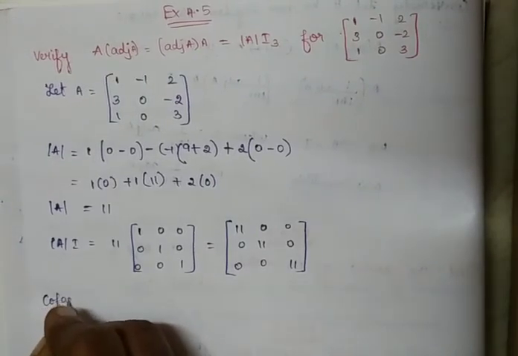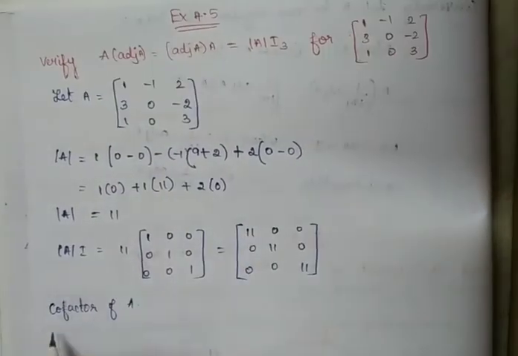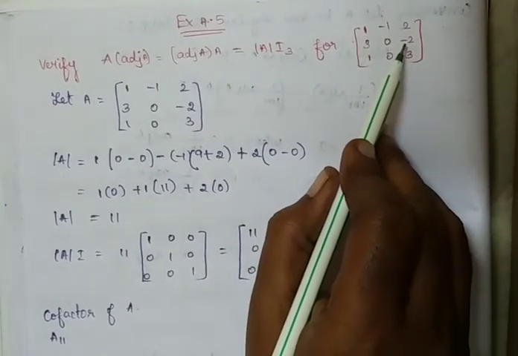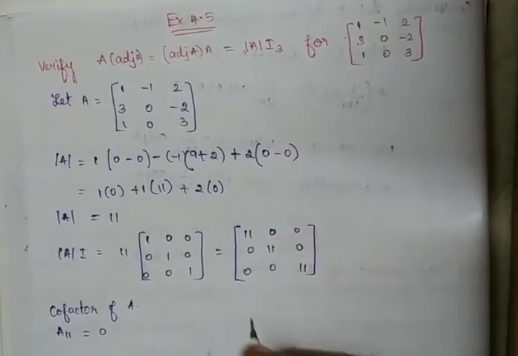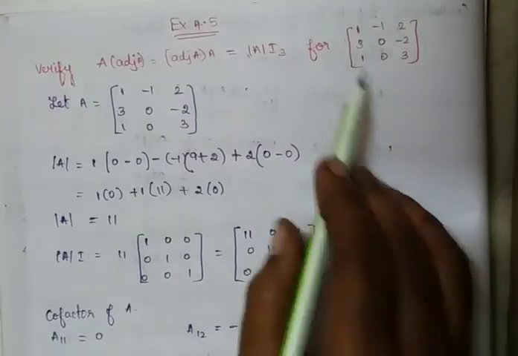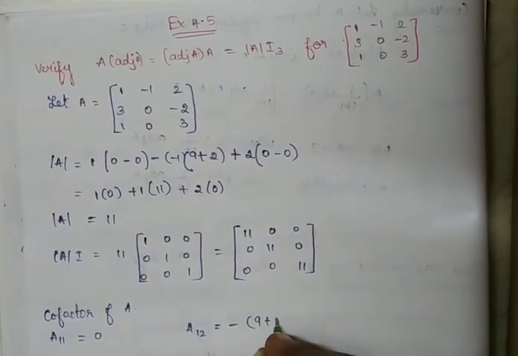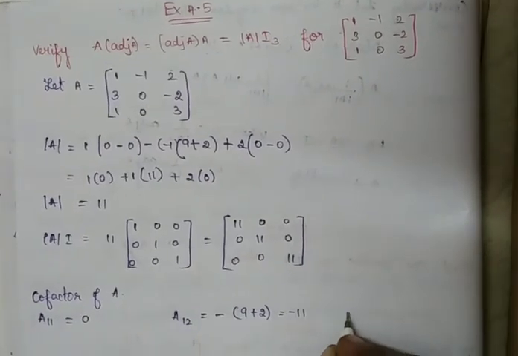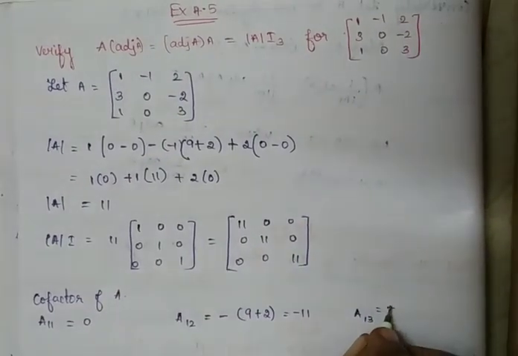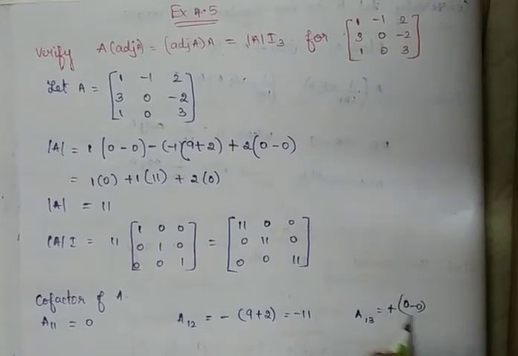Cofactor of A. First place, A11: just multiply here, 0 into 3 is 0, 0 into minus 2 is 0, so this value is 0. Next A12: for this place we have minus sign, so minus, 3 into 3 is 9, minus of minus 2 becomes plus 2, so this is equal to minus 11. Next A13: this place sign is plus. 3 into 0 is 0, 1 into 0 is also 0, so the value is 0 minus 0, that is equal to 0.